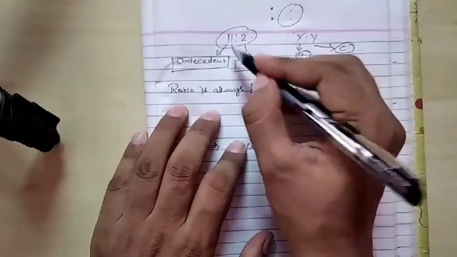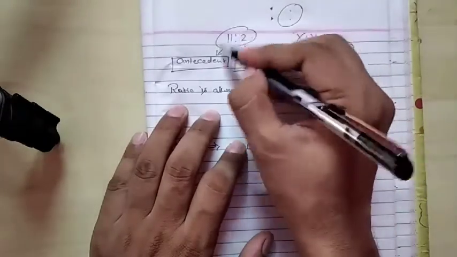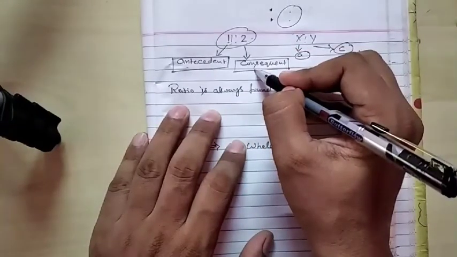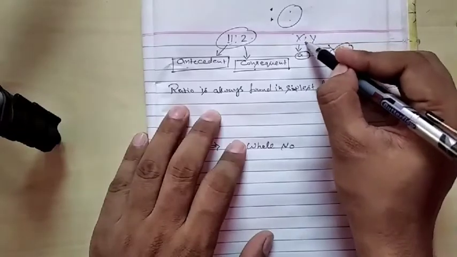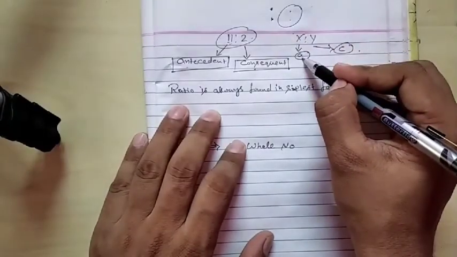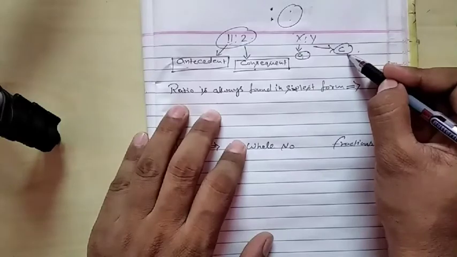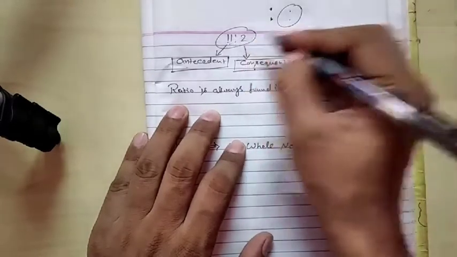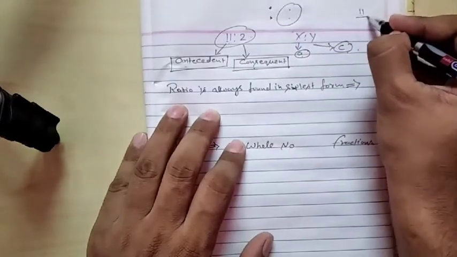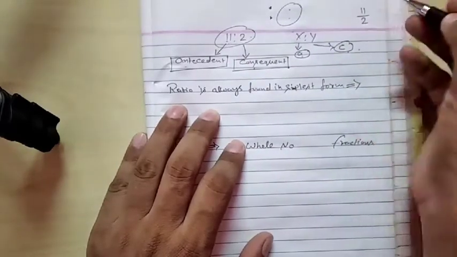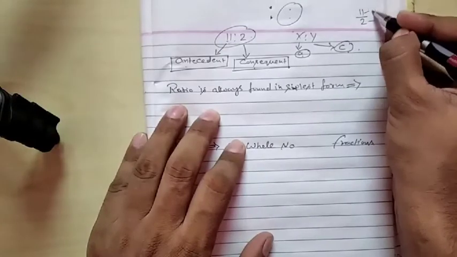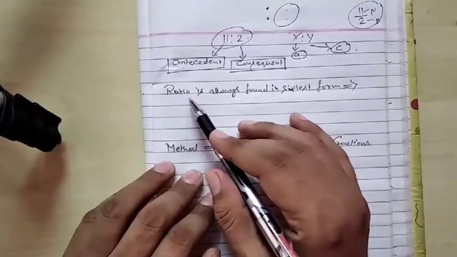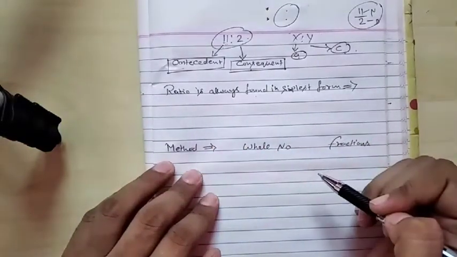There are two terms, the first term and the second term. The first term is called the antecedent and the second term is called the consequent. Similarly here, if the x is to y ratio is there, then the first term x will be called the antecedent and y will be called the consequent. And when you write this ratio in the form of a fraction, you know this is the numerator and this is the denominator. Got it? One more important thing is that ratio is always found in the simplest form.